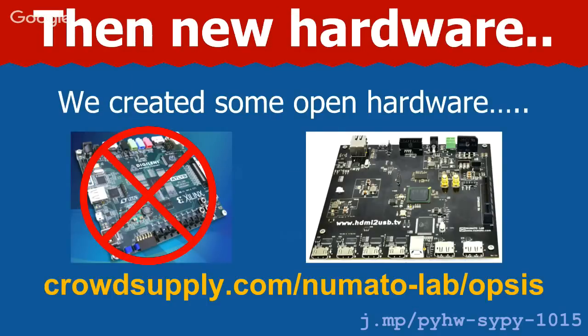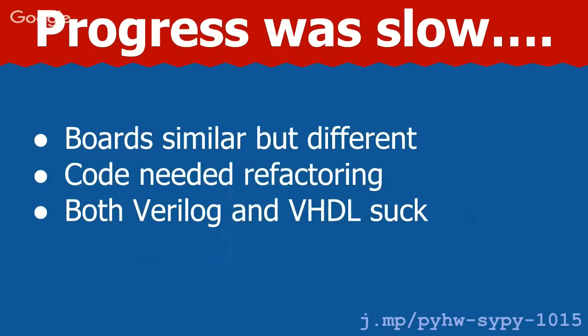And then we created some hardware. So this prototyping board we're using is not open source. It was just a board we bought off the shelf. We want to be totally open source, so we developed our own hardware, which is actually now crowdfunding on that URL there if you're interested in buying one. The thing was that it was very similar to our original board, but it was very hard to add support to our existing firmware despite it being very similar.